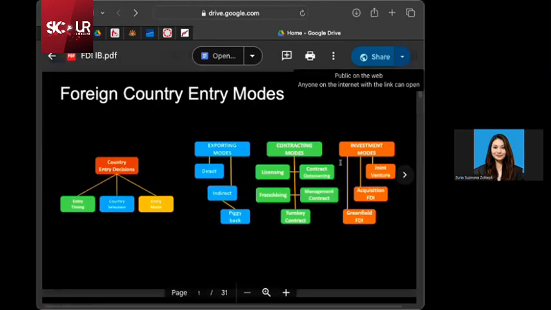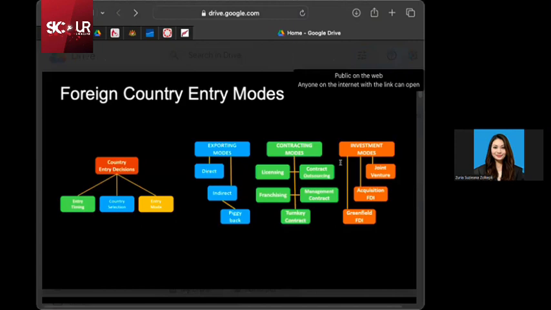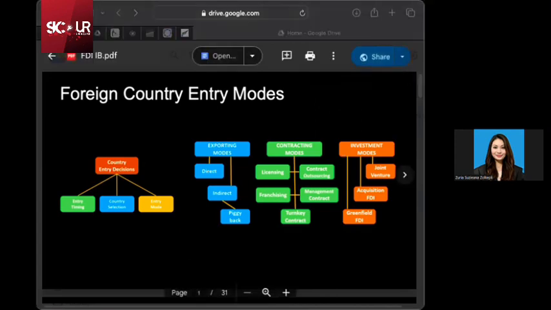All right, so before we start with FDI, let's just recap what we have learned in terms of entry modes. If you can see here in this slide, we have exporting modes, contracting modes, and investment modes. For exporting modes, we have export, where we have direct, indirect, and piggyback. And then we have licensing. We have contract outsourcing, franchising, management contract, and turnkey contract.